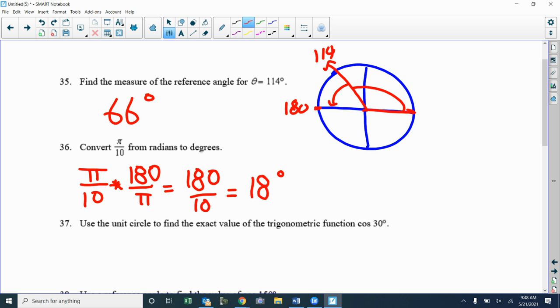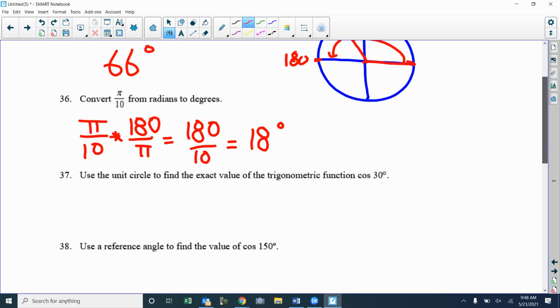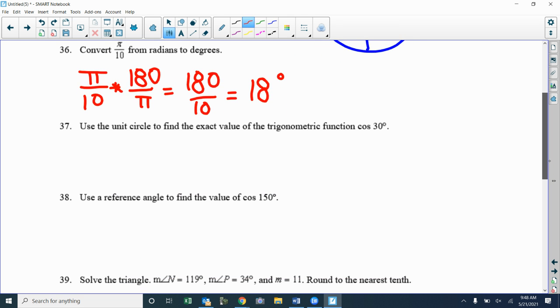Again, this should be pretty familiar. We just finished this up. Now, some students draw the whole unit circle out on their card, but I know if you've studied it a little bit, you really don't need to do that. Exact trig value function of cosine of 30. So cos of 30 is my x value.